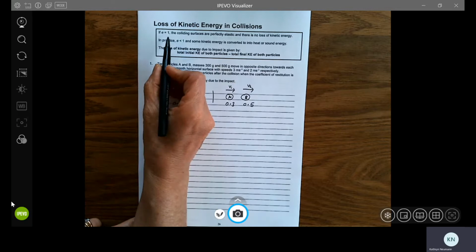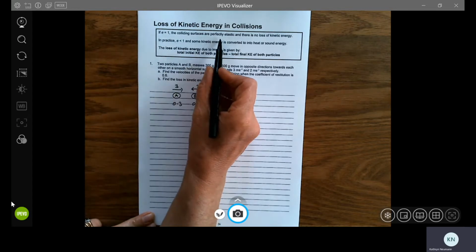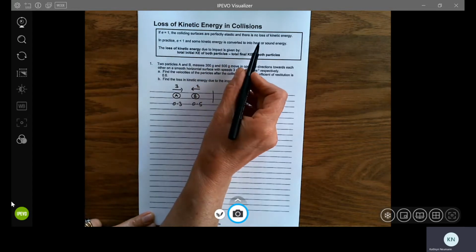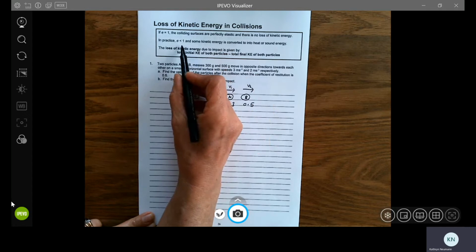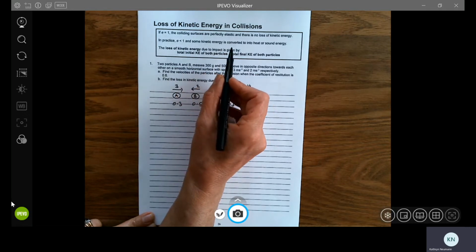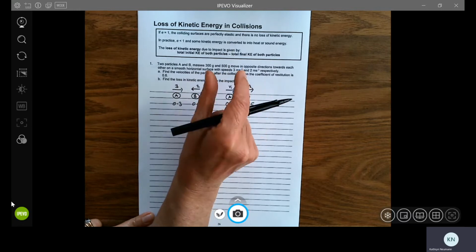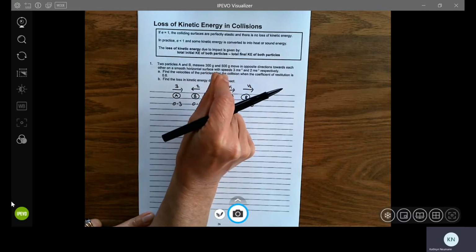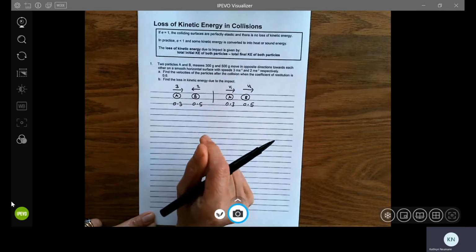If E is equal to 1, we would say something was perfectly elastic and there's no loss of kinetic energy. However, most of the time E is less than 1 and kinetic energy is converted into heat or sound energy. So when two particles collide, they might compress, and that might generate heat, and then they might expand again.